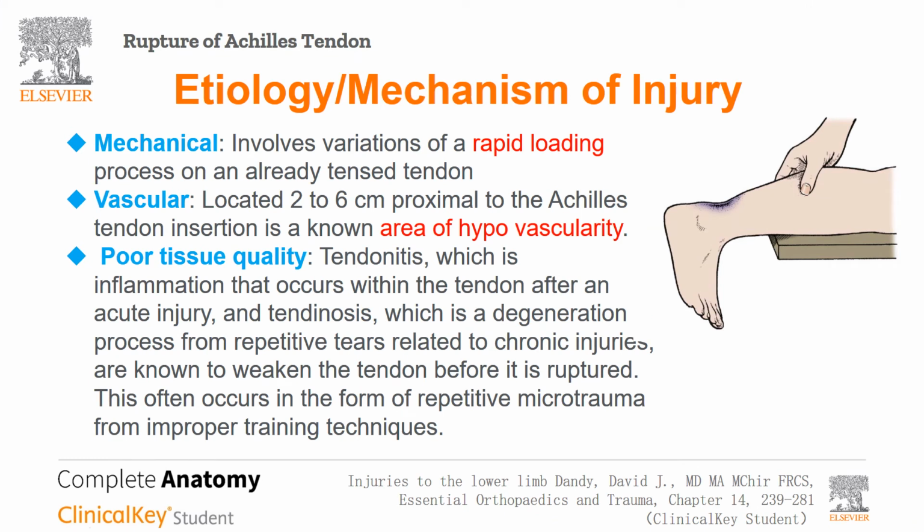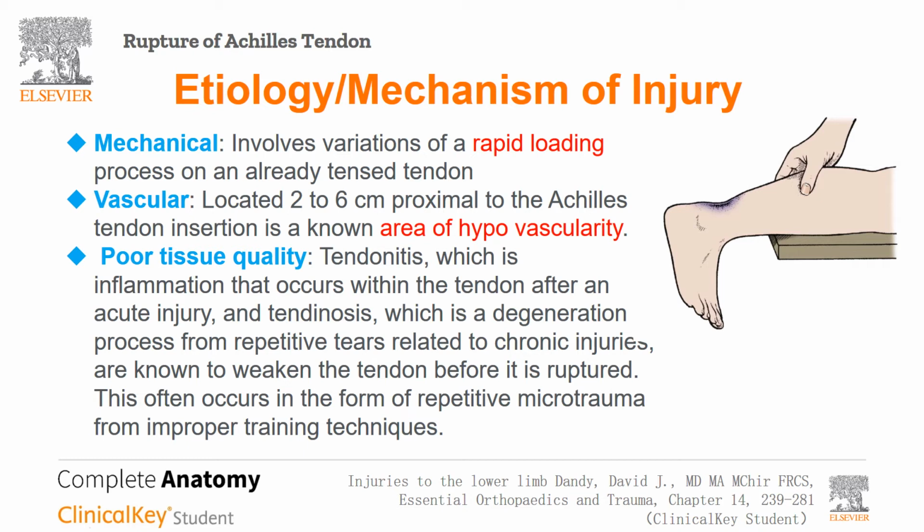Etiology or mechanism of injury. Indirect trauma is most often associated with Achilles tendon ruptures, which typically fall under three categories: mechanical, muscular, and poor tissue quality. The first one, mechanical, involves variations of a rapid loading process on an already tensed tendon, such as sudden dorsiflexion of the ankle with the knee extended while an eccentric load is applied.